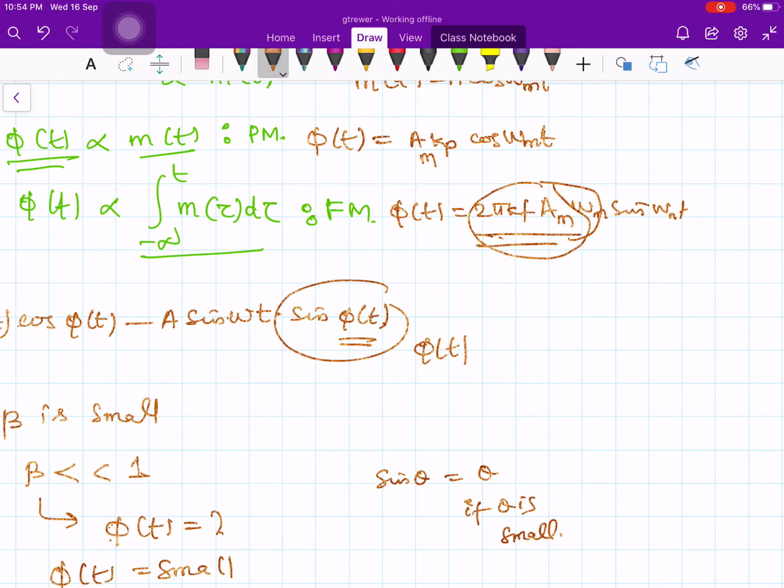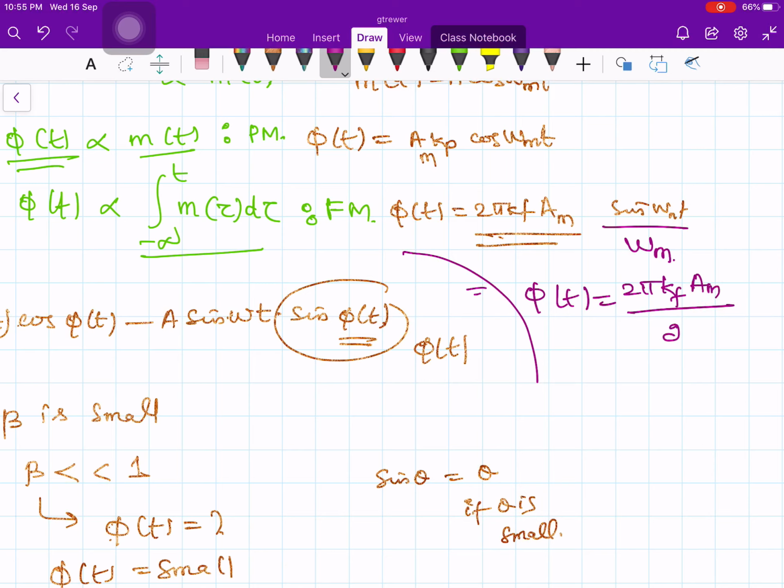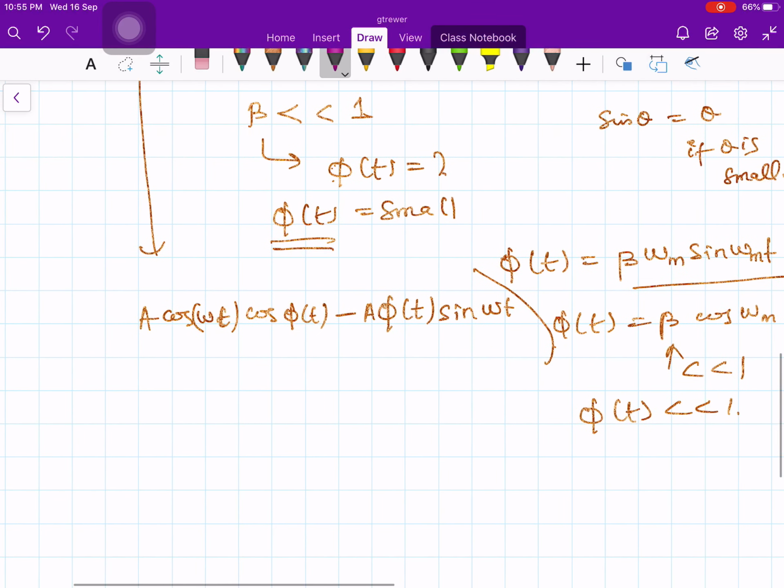I made a mistake here. Why did I do it like this? This is divided by omega m, right? So if you integrate, phi of t is equal to 2 pi kf times am divided by 2 pi fm. The 2 pi will get cancelled. Therefore kf into am divided by fm. So this whole thing we define as beta times sin omega mt. Recall this definition. Anyway, that is a separate thing that we already discussed. So this is my x of t.